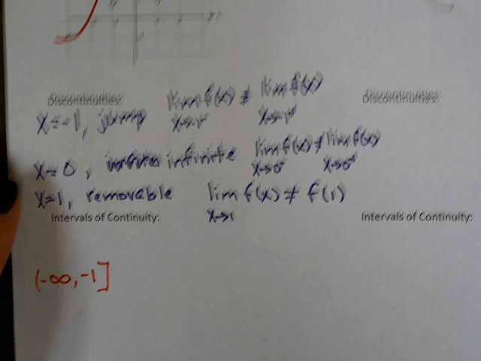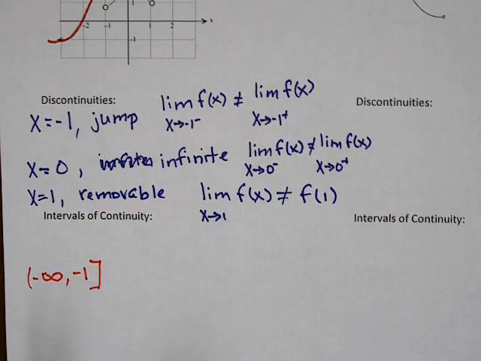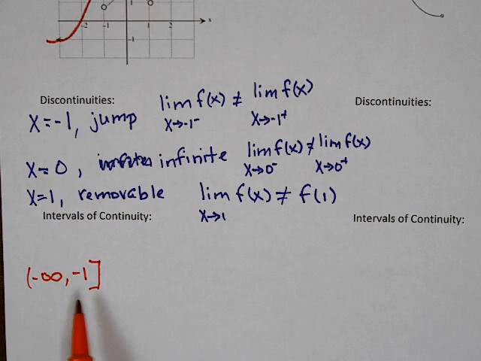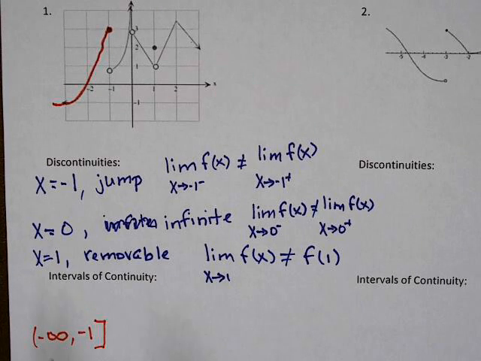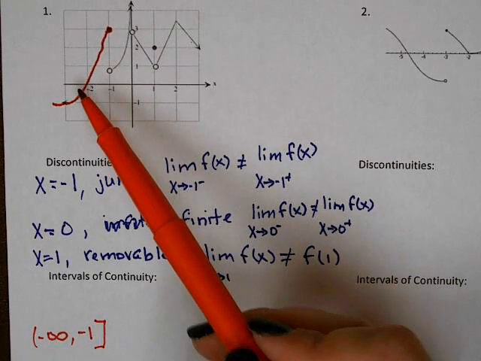Oh, it might help if you could see it. I'm so sorry, you guys. So negative infinity to -1 with a closed bracket. That is where we're continuous here. Okay.